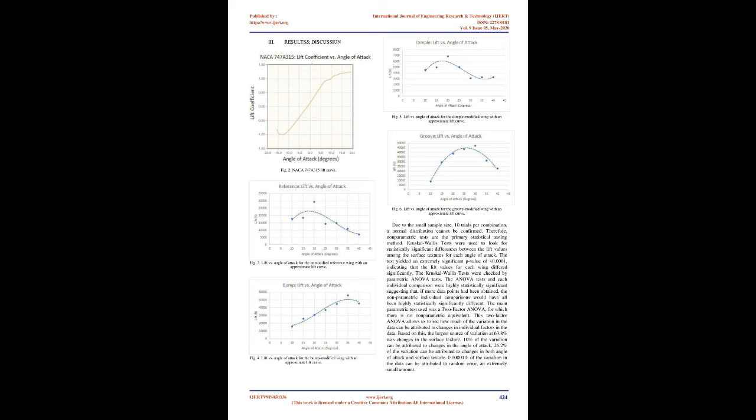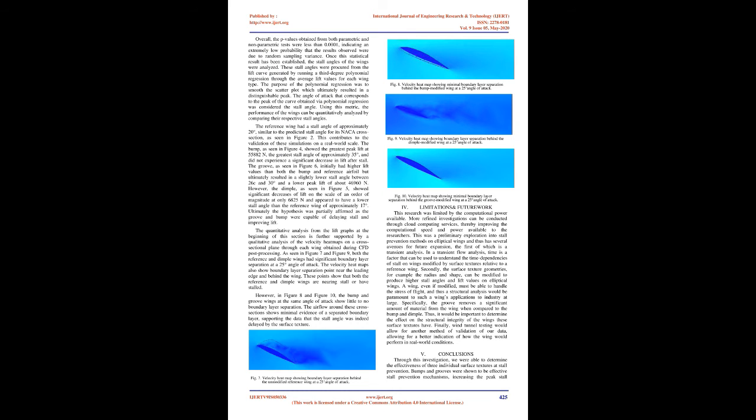3 Results and discussion. Due to the small sample size, 10 trials per combination, a normal distribution cannot be confirmed. Therefore, non-parametric tests are the primary statistical testing method. Kruskal-Wallis tests were used to look for statistically significant differences between the lift values among the surface textures for each angle of attack. The test yielded an extremely significant p-value of 0.0001, indicating that the lift values for each wing differed significantly.